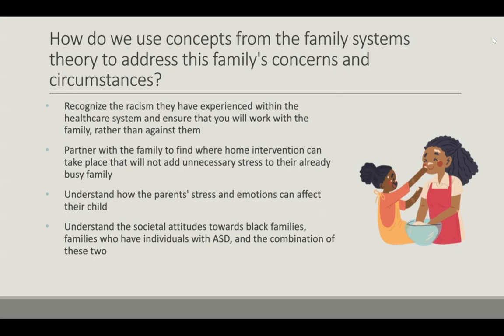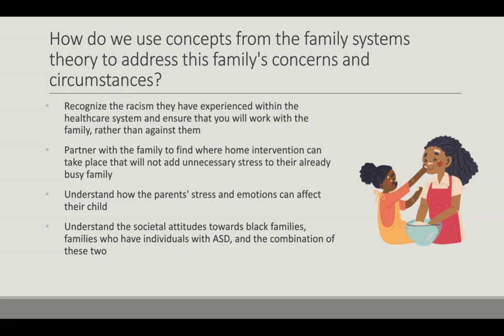So I'm not going to talk about all the things that we would address, but just highlight some things that I think were interesting, important, or necessary. So how do we use the concepts from the family systems theory and all that's been talked about in this presentation to address this family's concerns and their circumstances? So something that I think is important is to recognize the racism they may have experienced within the healthcare system and assure that you will work with them rather than against them, like previous healthcare professionals may have done.